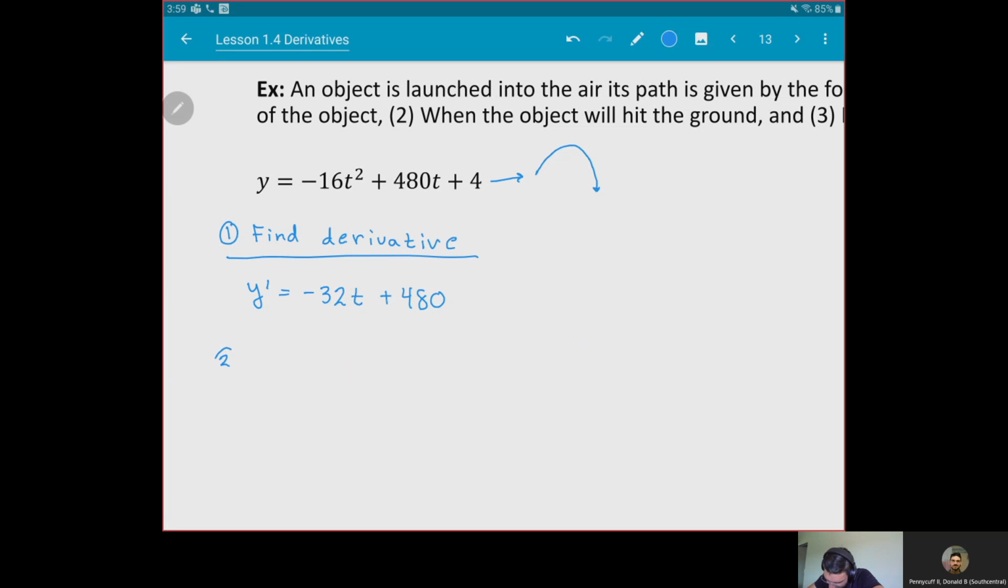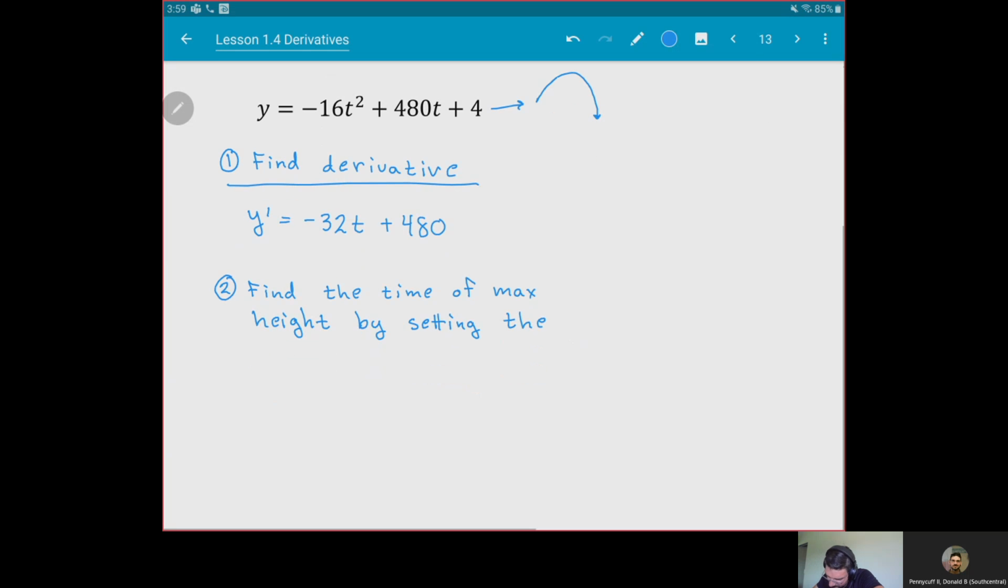All of those important things to have in physics. So once you have the derivative, step 2, find the time of max height by setting the derivative equal to 0.